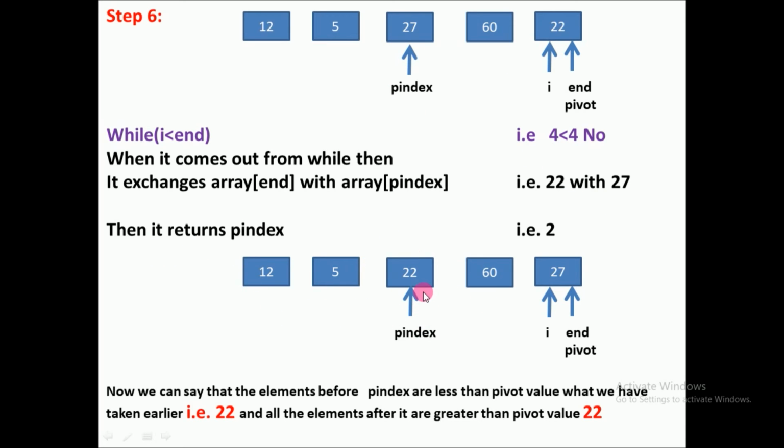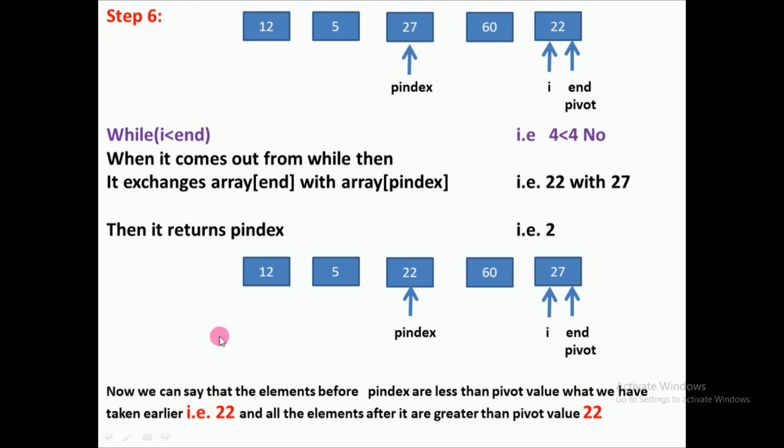Now 22 is in 27th place. 12, 5, 22, then 60, 27. And this process is over. While loop is over, so directly it will return the P index position to the quicksort function. So we have seen how the partition function works, the first part of partition. Now P index is returned back.